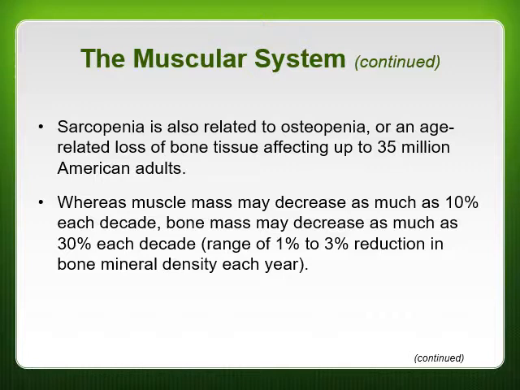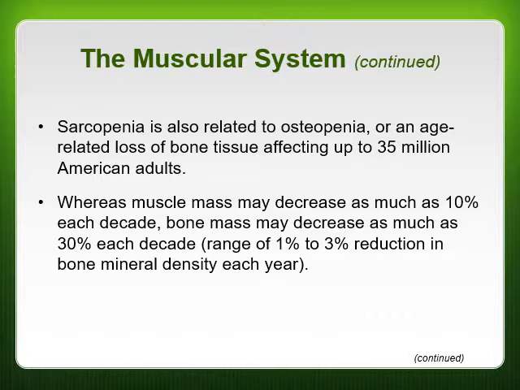In addition to muscular system health, sarcopenia is also related to osteopenia, or an age-related loss of bone tissue, which affects up to 35 million American adults. Remember, osteopenia is a precursor to osteoporosis. That is a critical loss of bone mass, where your bones become very brittle and likely to break. But osteopenia, which is your bone mass decreasing naturally with age, is at subclinical levels, but it's an indicator that, hey, we maybe should be a little bit more protective of this bone health.